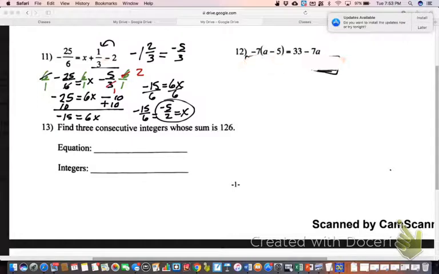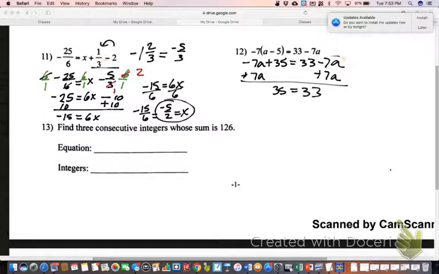Another thing I could have done, just to show you, I could have finished solving it all the way out by adding 7a to both sides. That would leave me with 35 is equal to 33, which is another clue that that is a no solution.